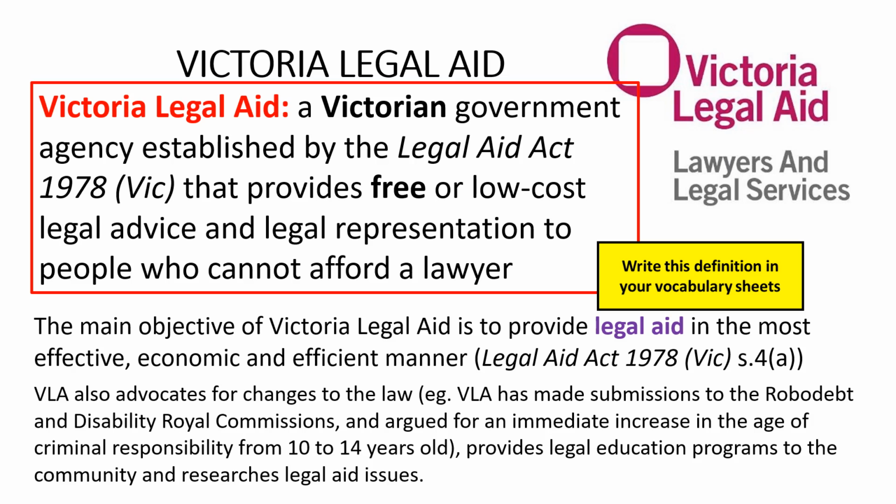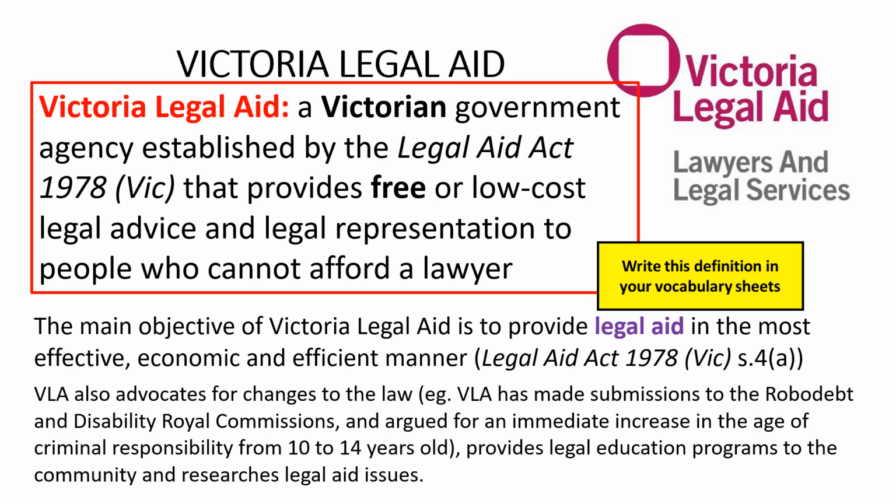In addition, Victoria Legal Aid has argued strongly for an increase in the age of criminal responsibility, that is, the minimum age at which a child can be prosecuted for a criminal offence, from 10 to 14 years old. These are all issues that are directly relevant to the types of clients that Victoria Legal Aid serves. As you'll see in a moment, Victoria Legal Aid clients include people on social security benefits, people suffering a disability or mental illness, and young people, including children.